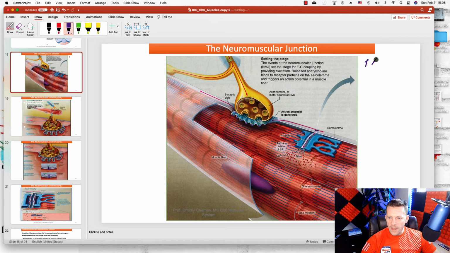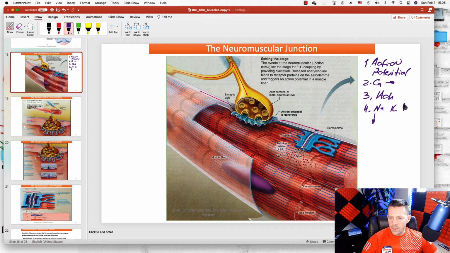So the first thing, it's action potential. Action potential is electrical signal. Step number 2, calcium will influx. Calcium will get in. Number 3 will be acetylcholine. Acetylcholine is the neurotransmitter. And then when the neurotransmitter does its job, when it stimulates receptors, then the sodium potassium channels will open. Sodium will get inside and potassium will get outside.